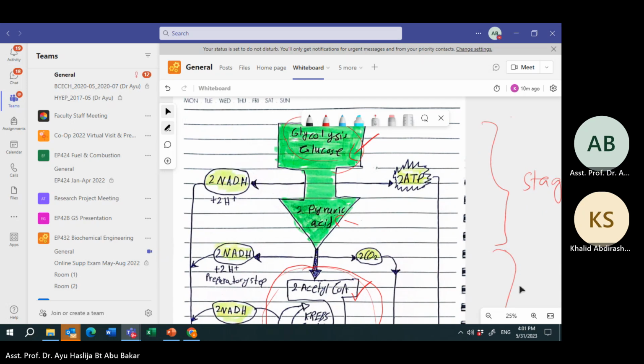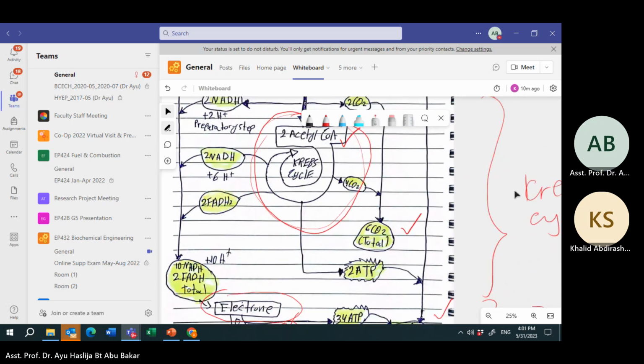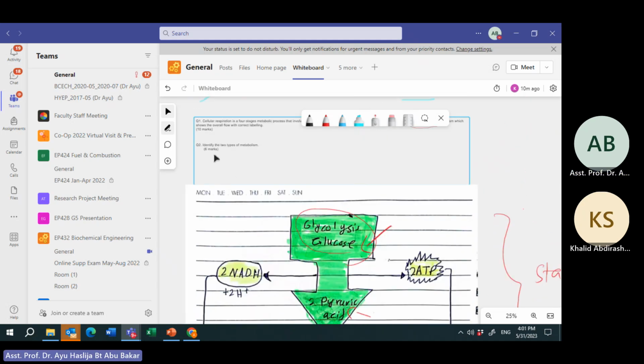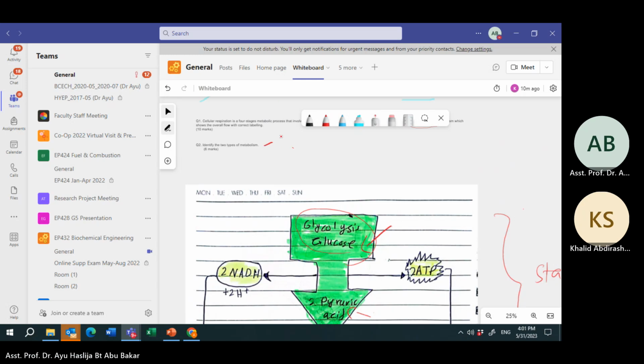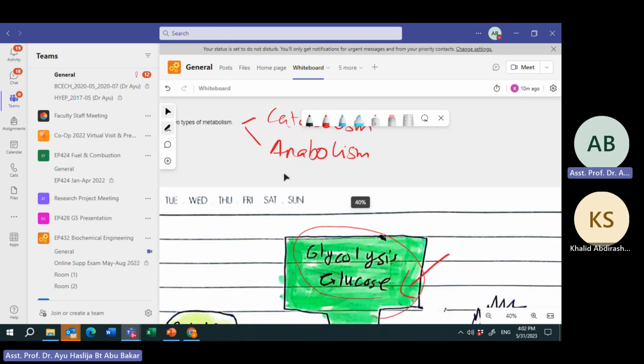Okay. For question 2, identify the two types of metabolism. So this one refers to catabolism and anabolism. So here you should, okay, wait, we'll make it bigger.